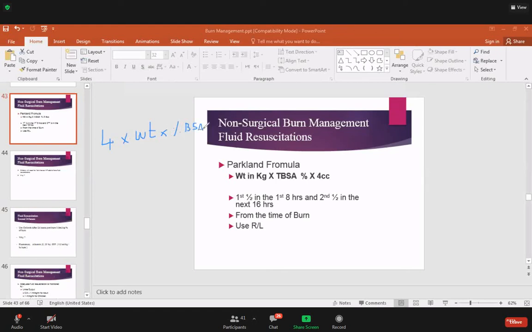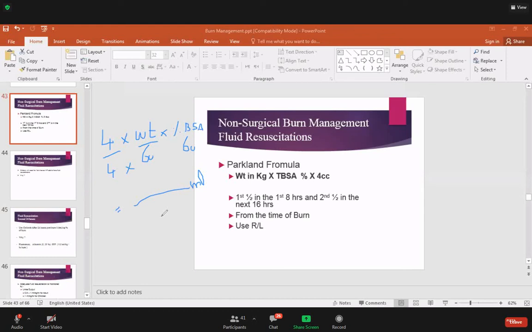If I say there is a patient who has a weight of about 60 kg and he is 60% burnt, how much fluid will you calculate? Now you will write 4, you will write 60 here, and you will write 60 here. 60% is the body surface area burnt, 60 kg is the weight. So what is your calculation in actual? 4 into 60 into 60. This is the total amount that you will get, and you will get the total fluid in mLs per day.